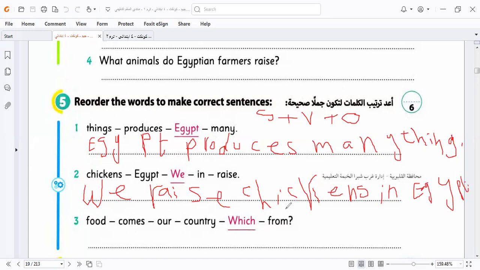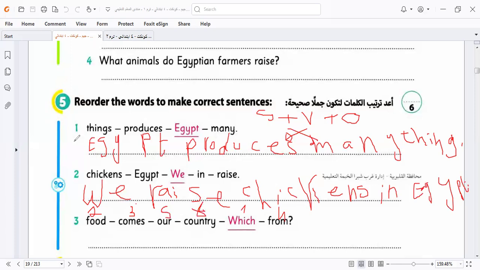Here we have a question. As we told you, in a question it will be inverted: the verb comes instead of the subject. Let's say which food. It will be: which food comes. Number one, which food. Number two, comes. Number three, I don't write it, but I will say how to do it, and you can do it at home. Which food comes from? This is number four. Our country, from our country, five and six.